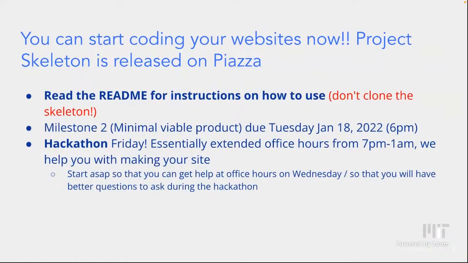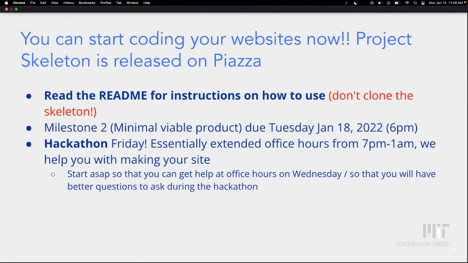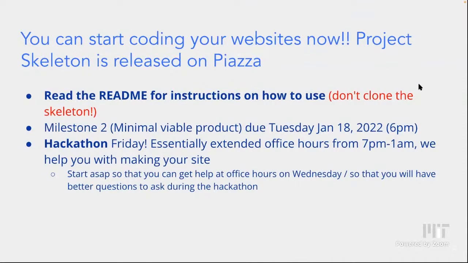A quick announcement. We released the skeleton for coding your website. There's a Piazza post on how to use our skeleton and get started with actually coding up your website. Because you guys finished your milestone 1, so you have your design. So the next milestone is literally just building the minimum viable version of your website. And I believe that is next Tuesday. So there's a lot of time between now and then.